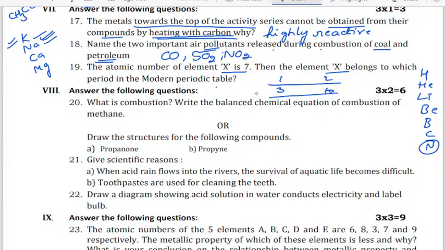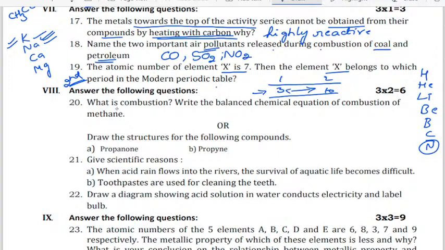In which period is it present? It is present in the third period, because element number 3 to 10 is present in the second period. Okay, it is present in the second period, not the third period. Remember, element X is nitrogen, and this element X belongs to the second period in the modern periodic table. Yes, so let's go for the next question.